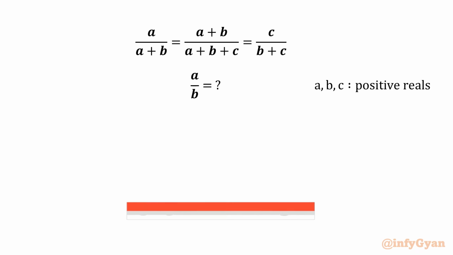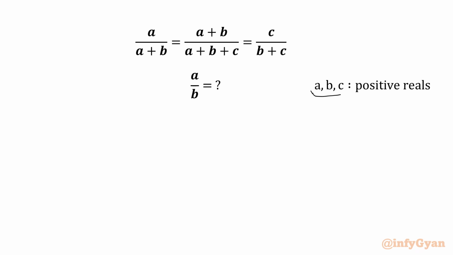Today we are going to solve one very amazing question from algebra. We have a over a plus b equal to a plus b over a plus b plus c equal to c over b plus c. Given that a, b, c are positive real numbers, we have to evaluate a over b.